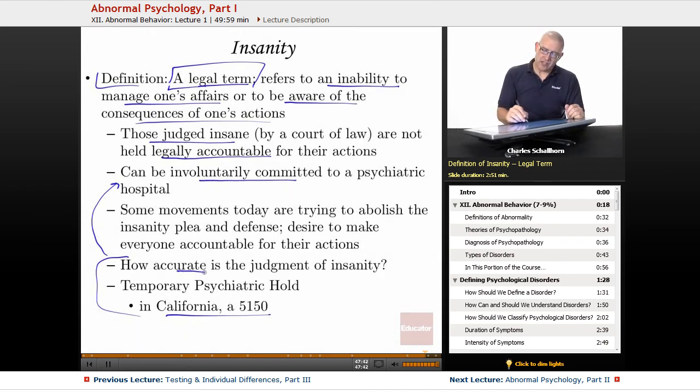So how accurate is the judgment? Because it is a judgment. And so one of the things that is going on today politically is that some are moving to try to abolish the insanity plea and the insanity defense because they say, irrespective of someone's mental health status, they want to make everyone accountable for their actions. So that is an issue that's out there, not something we delve into in AP Psych.